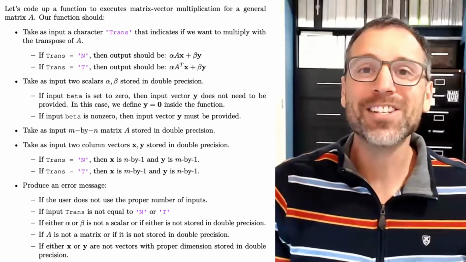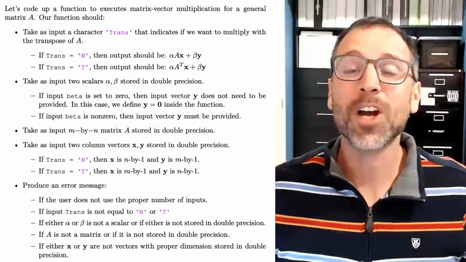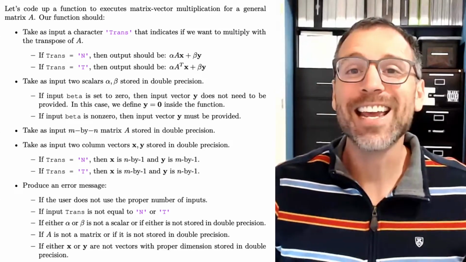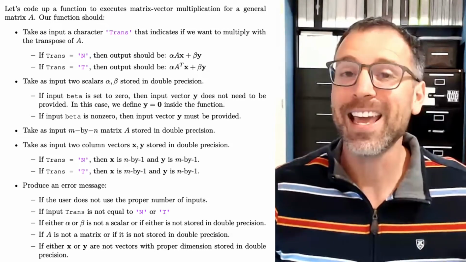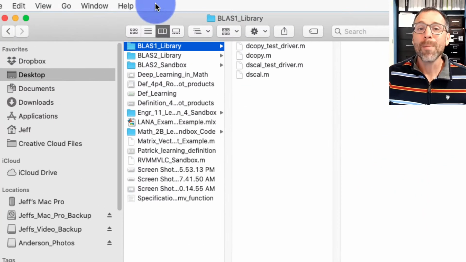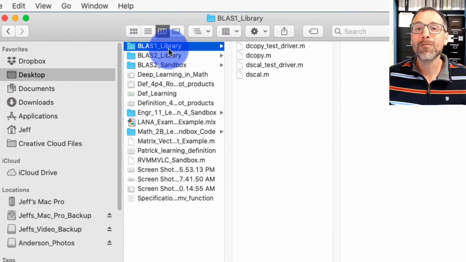With that specification list in hand, we're ready to start coding our functions. I like to say, let's use our suffering and pain from the past to make today a little bit easier. Remember that we've already coded up a number of functions for our BLAS Level 1 library. Specifically, this is Basic Linear Algebra Level 1 operations, and we have a library of functions.